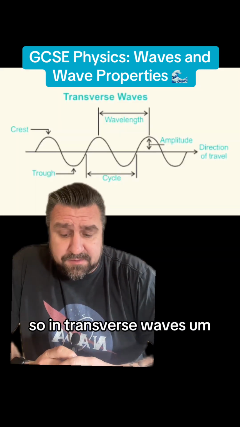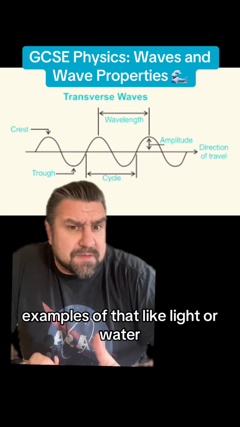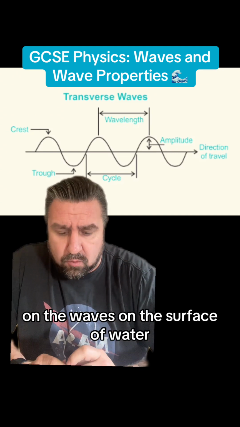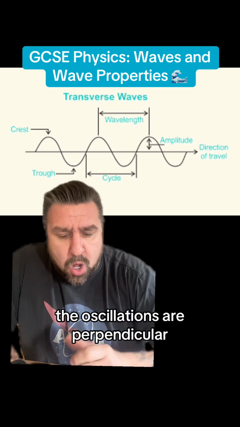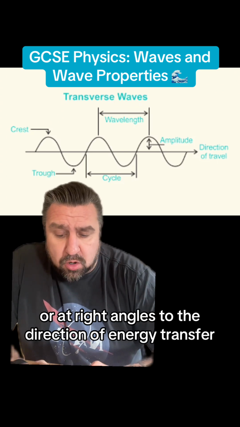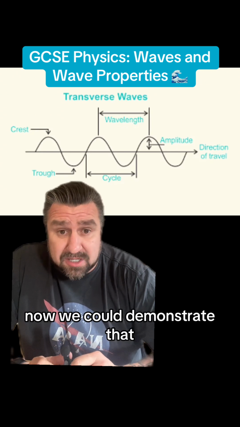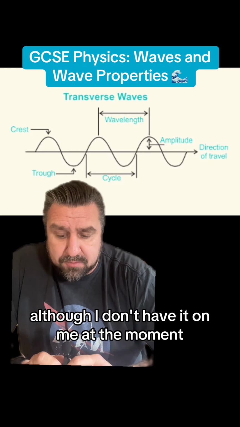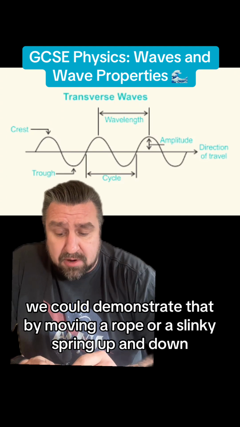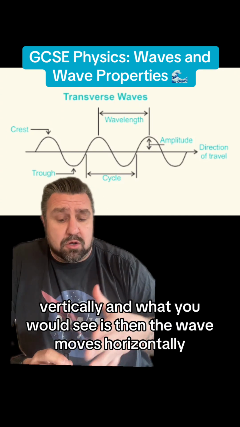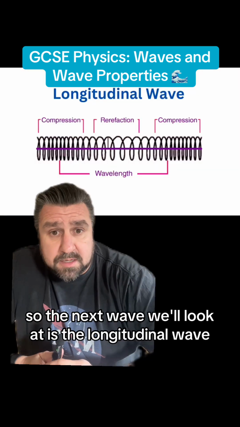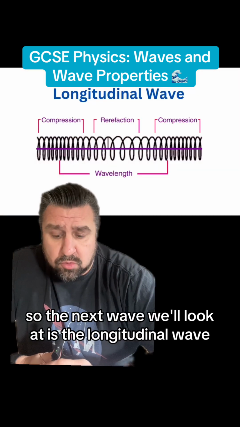Okay, so in transverse waves, examples of that like light or the waves on the surface of water, the oscillations are perpendicular or at right angles to the direction of energy transfer. Now we could demonstrate that, although I don't have it on me at the moment, by moving a rope or a slinky spring up and down vertically, and what you would see is that the wave moves horizontally.